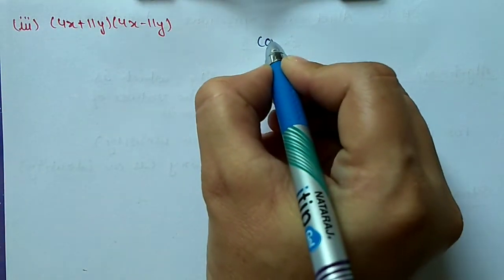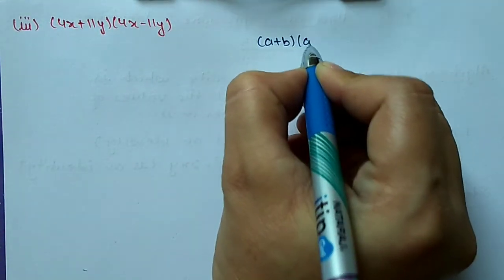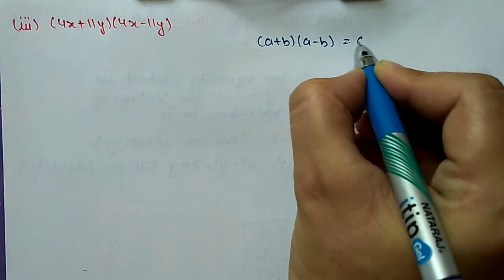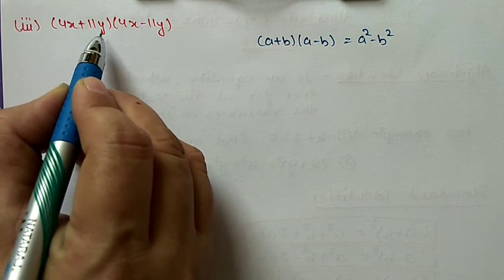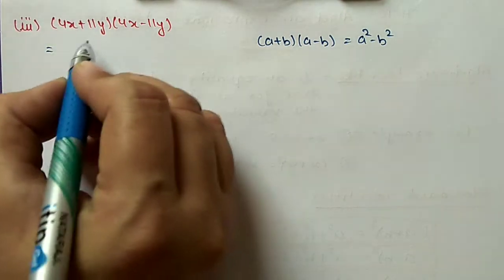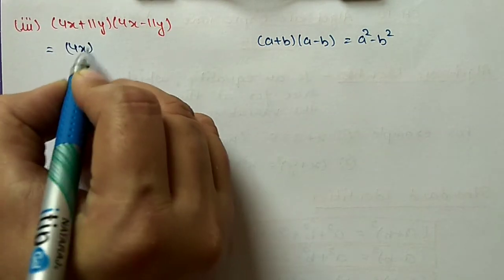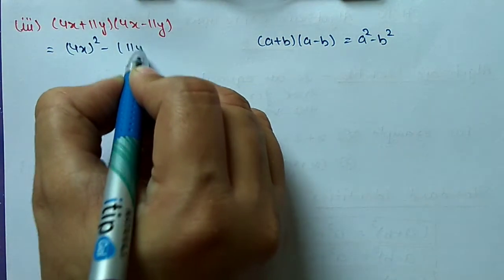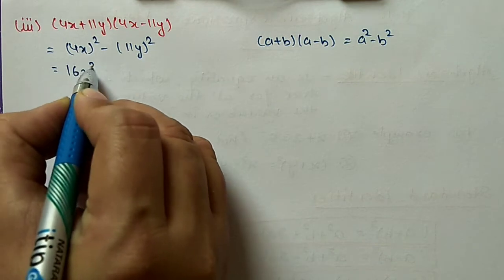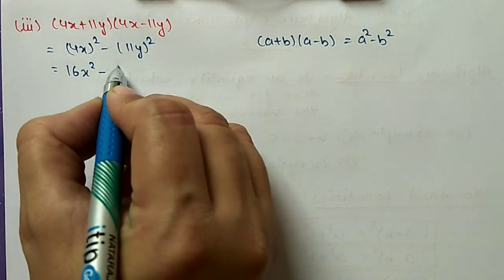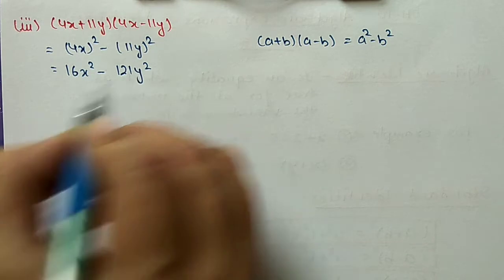Third part we have 4x plus 11y and 4x minus 11y. So here we will use (a plus b) multiplied by (a minus b), which is equal to a square minus b square. So a is here 4x and b is 11y. Directly we will apply it: (4x) whole square minus (11y) whole square. 4x square means 16x square and here 11 square means 121y square.